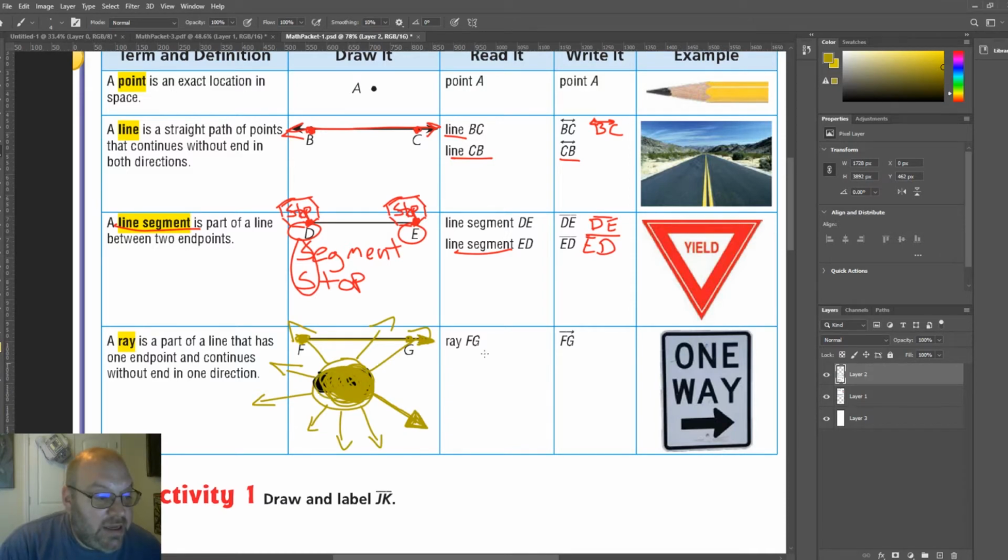All right. Now, to write the rays, we do a little ray, a little itty bitty ray, and then this is FG.